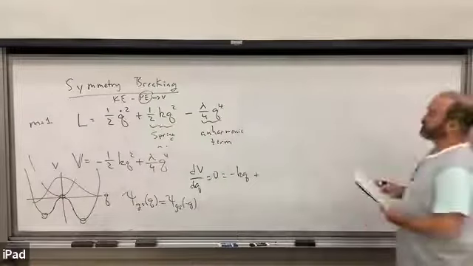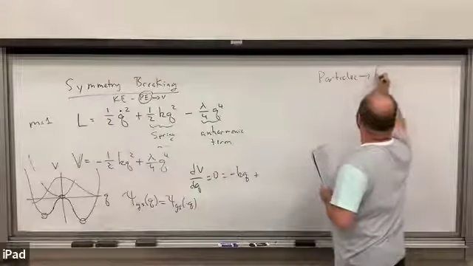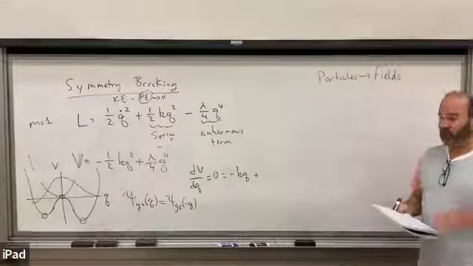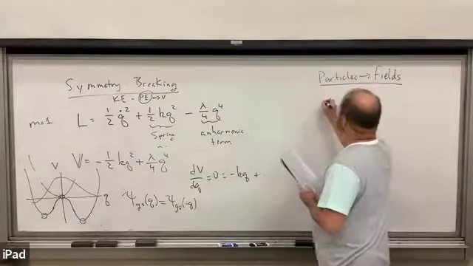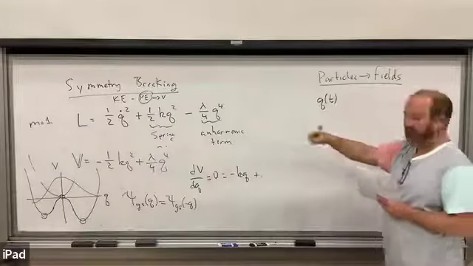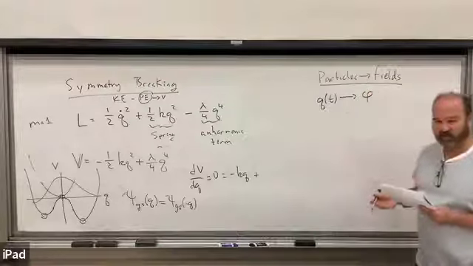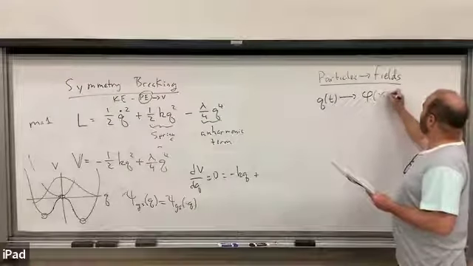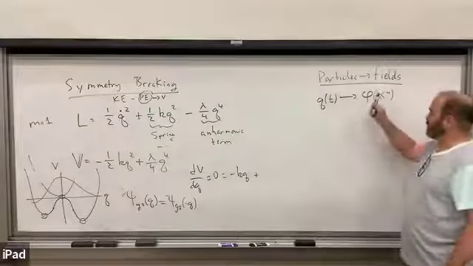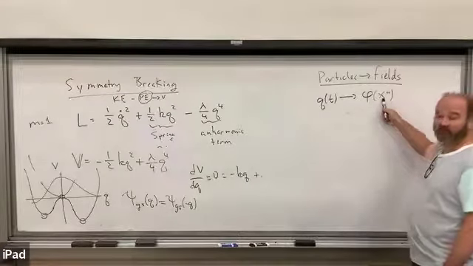Now I want to make a transition from particles to fields, and there's a standard prescription for doing this. Previously we had the coordinate as a function of time. To go to field theory, we replace that by a field, and in this case I'm going to do a scalar field, which is a function of space-time coordinates. That's the generalization. So the q gets replaced by the field, and the time dependence gets replaced by a space-time dependence.